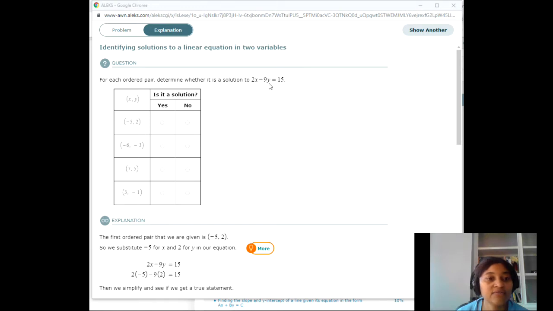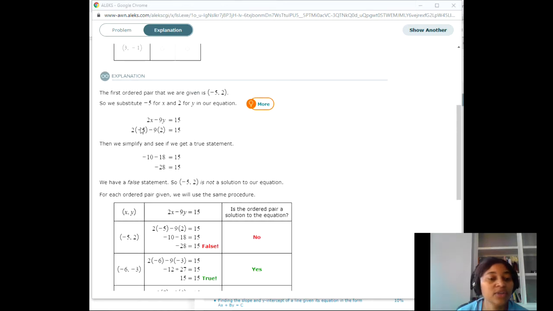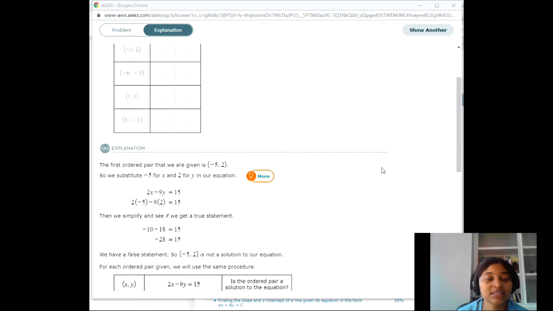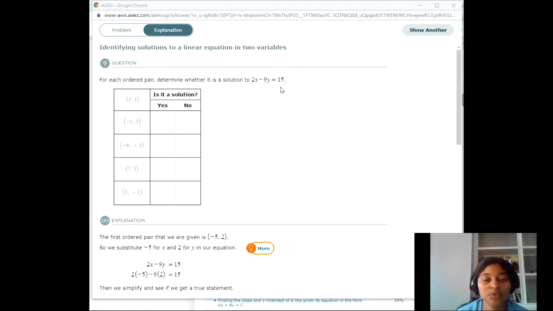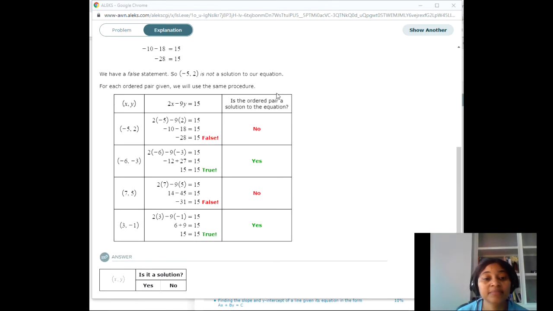And then for the last one, you'll put a 3 and then a -1 for the y. And the only thing you would do is just take the problem and solve it and see if it equals 15. If the solution equals 15, that means that the equation is true. If not, it means that it's false.